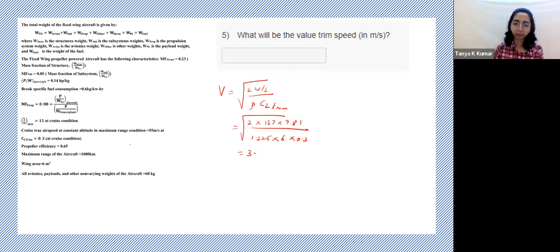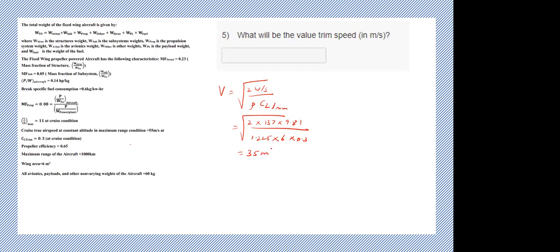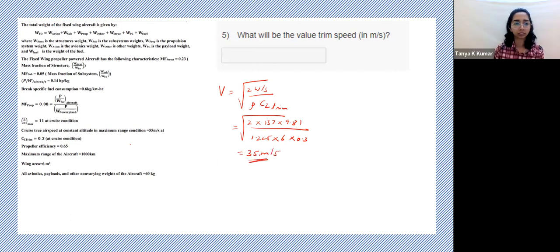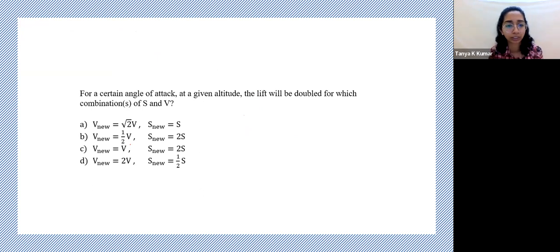Around 35? 34.9. Yes, 35. Around 35 meters per second. So this is how we calculate this series of questions. With this, we finished that question. Now let's go to the next question, which is kind of interesting.